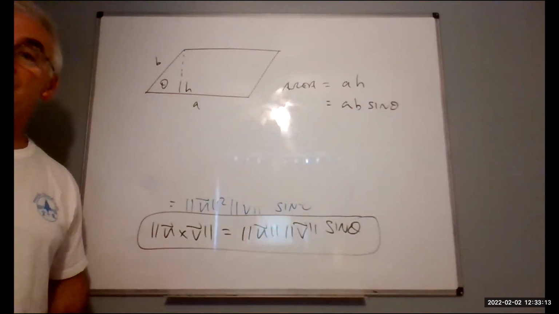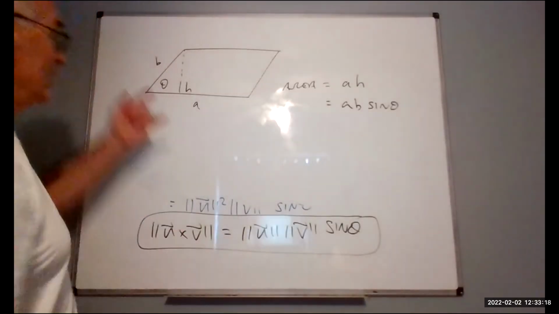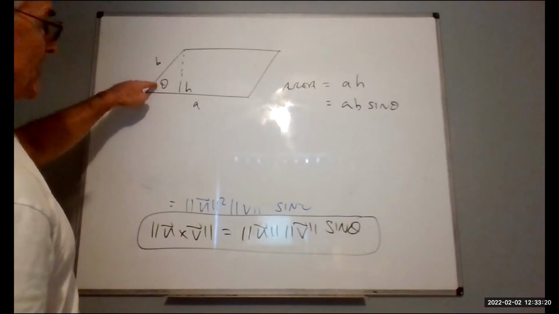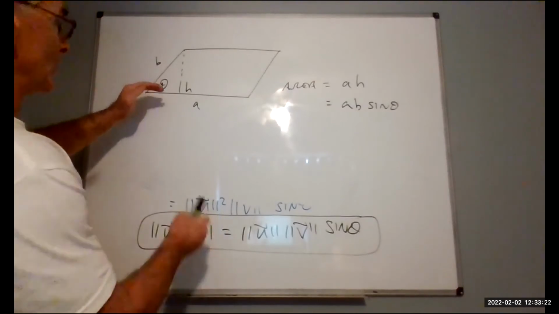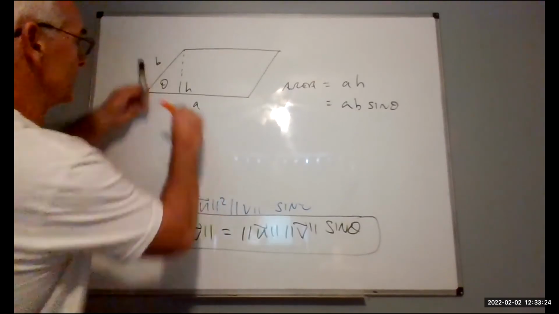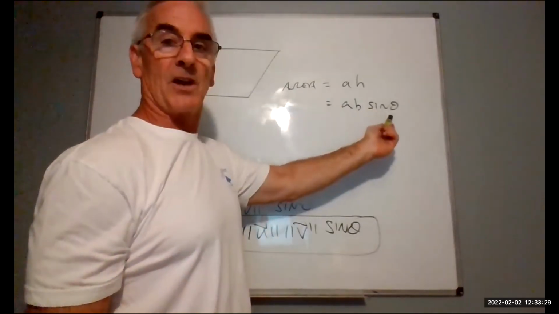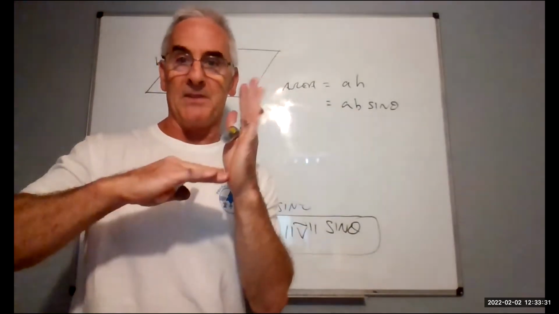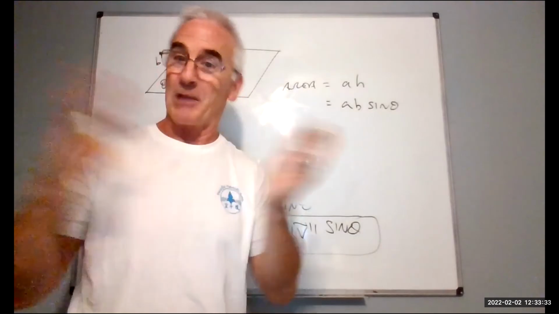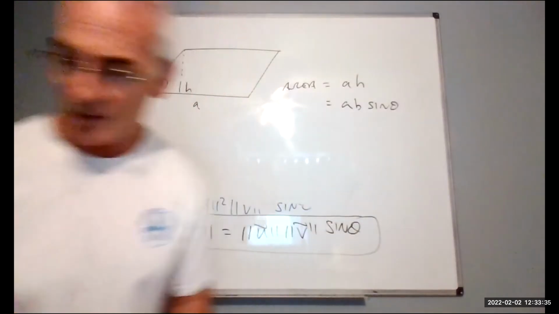Everybody agree with that? So there are two ways to find the area of a parallelogram: base times height, or if I don't know the height, the product of the lengths of the legs times the sine of the angle. By the way, what if this turns out to be a right angle? Then this would be a rectangle, and sine theta would be 1, and a times b is just base times height. Okay, so it's consistent.